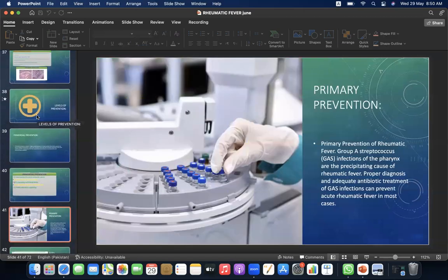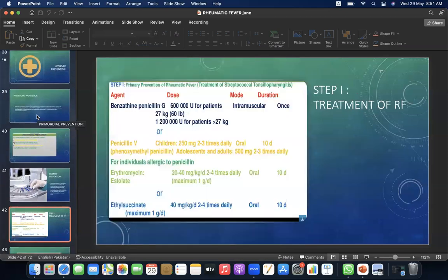Primary prevention includes primary prevention of rheumatic fever. Group A streptococcal infections of the pharynx are the precipitating causes of rheumatic fever. Prompt diagnosis and adequate antibiotic treatment of group A streptococcal infections can prevent acute rheumatic fever in most cases.